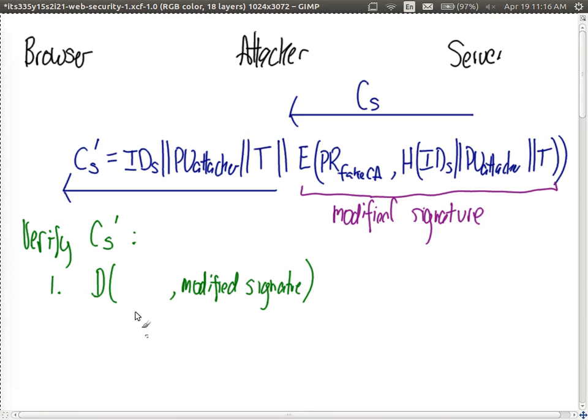Let's say we decrypted with the public key of CA. We thought this was issued by the original CA. What do we get as output? I'll denote it as some hash value, H. And now we compare that hash value with the hash of the data in the certificate.